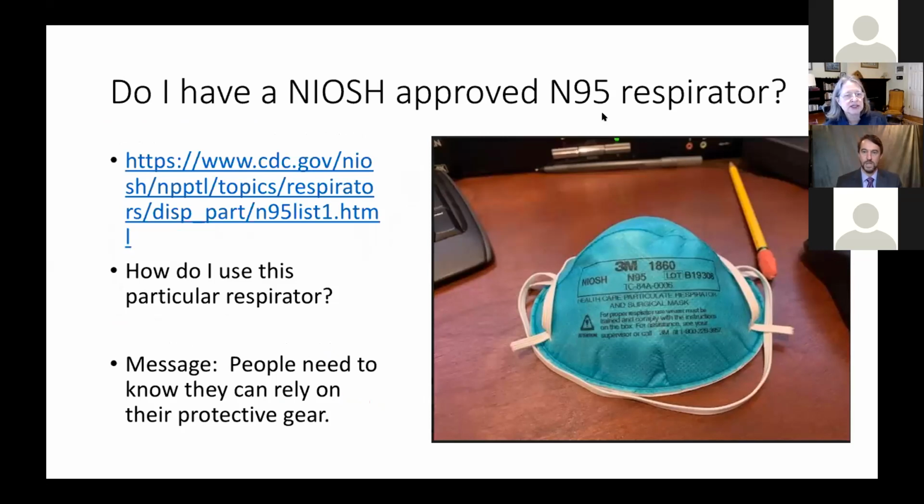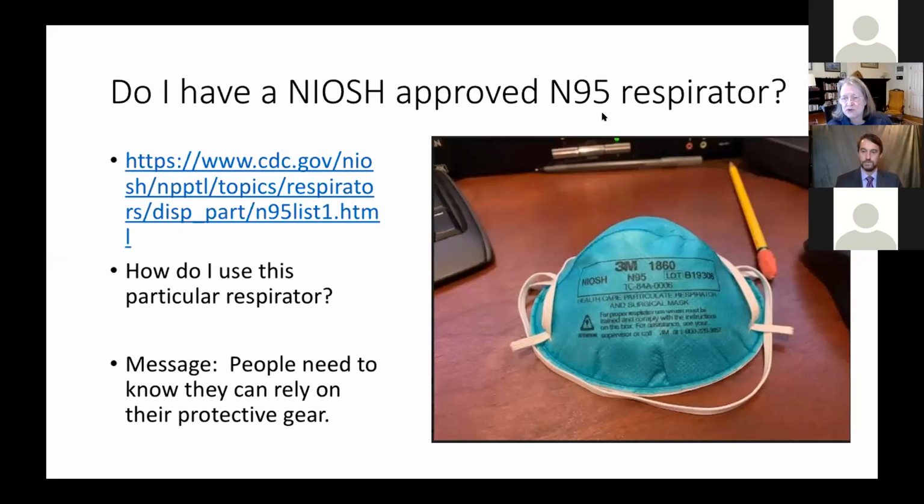So you may be wondering, do I have a NIOSH approved N95 respirator? And here's how you know. Right here on every respirator is a description. It'll say what kind of respirator it is. It'll have a number, and you can then look up on the CDC website to NIOSH, and you can both verify that you have a NIOSH approved respirator, and you can also tap into information on how to use it.